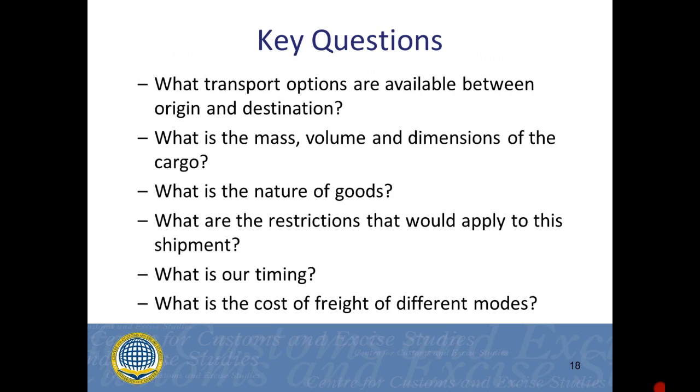So some of the key questions that we need to ask when considering the choice of mode of transport include what transport options are available between origin and destination. For example, is the country a landlocked country where maritime transport is not available? What infrastructure is available in the countries? What is the mass, volume, and dimensions of cargo? What is the nature of cargo? For example, is the cargo hazardous, or are you selling perishable goods? What are the restrictions that would apply on the shipment? So, for example, as you would know, some countries have certain quarantine or health requirements, depending on the nature of goods, and that could influence the choice of transport as well. What is our timing? How quickly do we need to get those goods to a required destination? And what are the costs of freight of different modes?